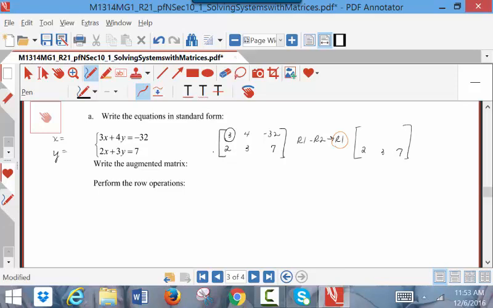Okay, so here we go. Row 1 minus row 2. 3 minus 2 is 1. That's a good one. We want 1s on the diagonals. 4 minus 3 is 1. A negative 32 minus 7 is a negative 39.